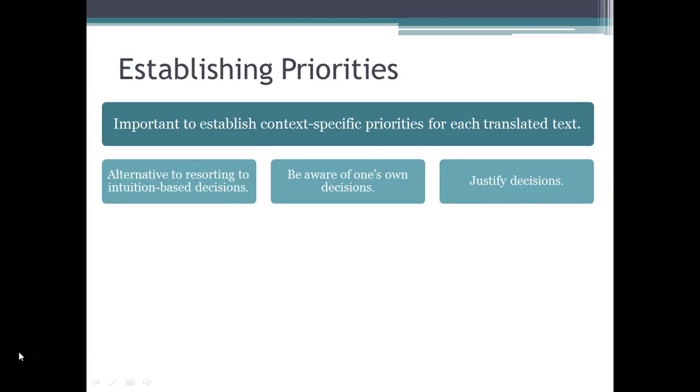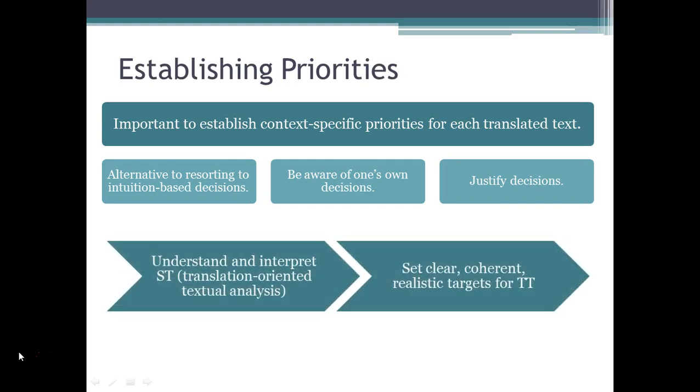It is important to establish context-specific priorities for each translated text, because this way we do not need to resort to intuition-based decisions. We are aware of our own decisions and we can justify them. How do we go about establishing priorities? First, we must understand and interpret the source text through a translation-oriented textual analysis. We must set clear, coherent, and realistic targets for the target text.